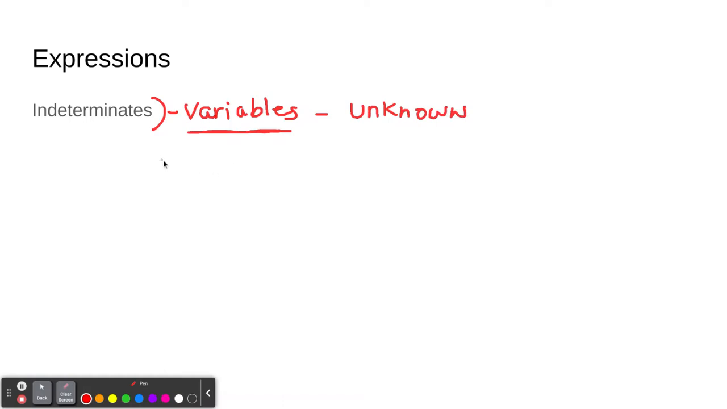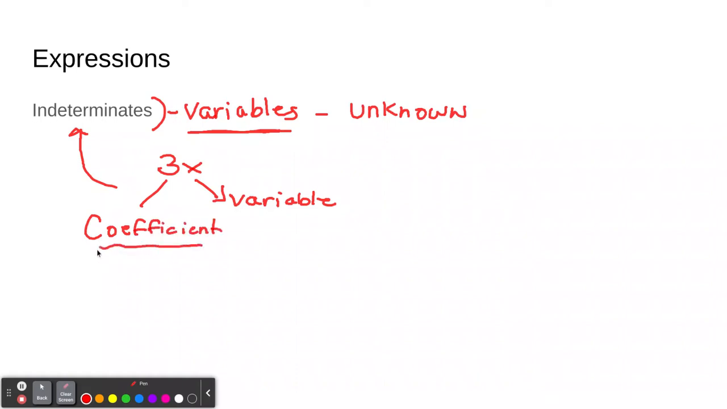So for example, we can have 3x, and that x, as you know, is the variable. Or what's the other name? Indeterminate, right? Because it's indeterminate yet. And this 3 over here is the coefficient, right? The number next to the variable is the coefficient. There's the coefficient.